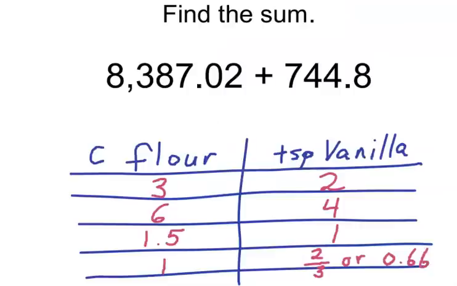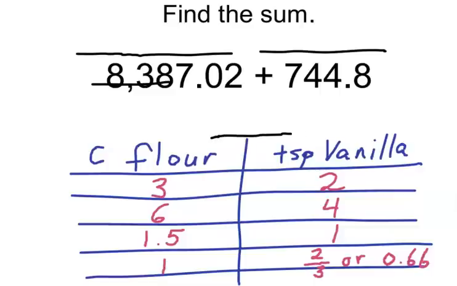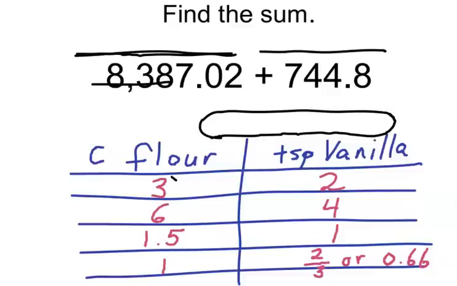In a cookie recipe, for every 3 cups of flour, there's 2 teaspoons of vanilla needed. So how many teaspoons are needed for 5 cups of flour? Okay, so I went ahead and set up the ratio. 3 cups of flour, I put that right there. 2 teaspoons of vanilla is right there.